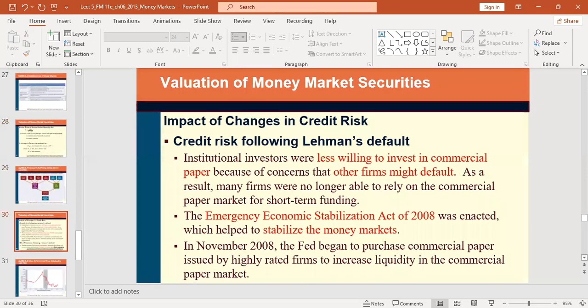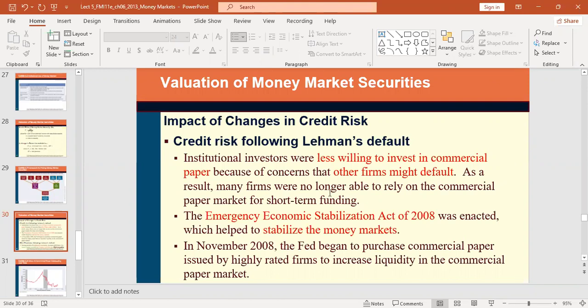So what are the impacts of changes in credit risk? Money market securities also have some risk. For example, during the credit crisis following the Lehman default. Lehman is a popular company in the United States, a very big company, but due to some mismanagement problems, they went into default. Institutional investors were less willing to invest in commercial paper because of the concern that other firms might default. Especially with the Lehman default, many investors became scared of commercial paper. As a result, many firms were no longer able to rely on the commercial paper market for short-term funding.